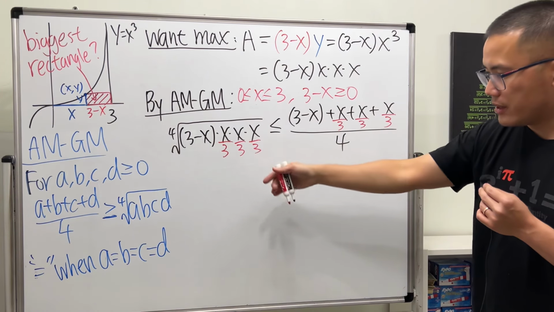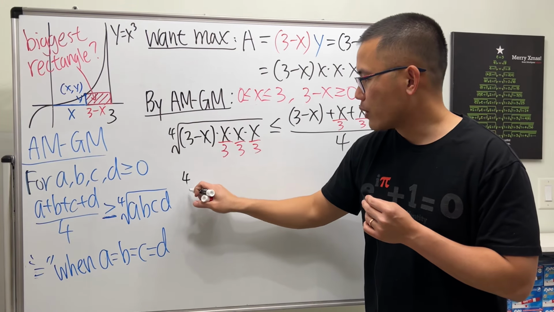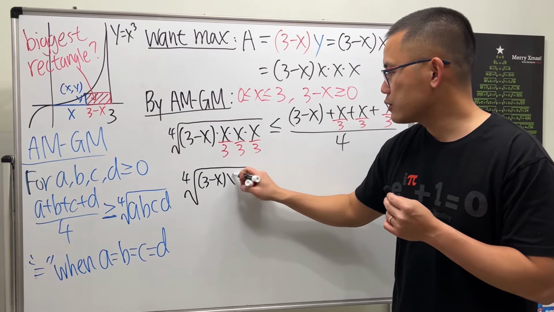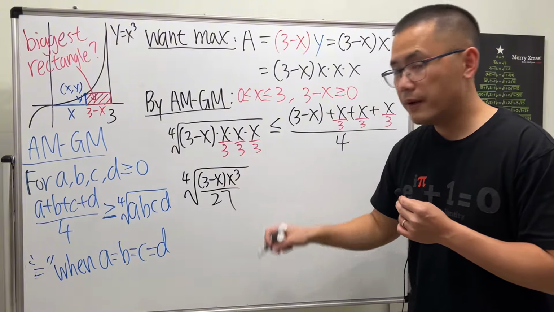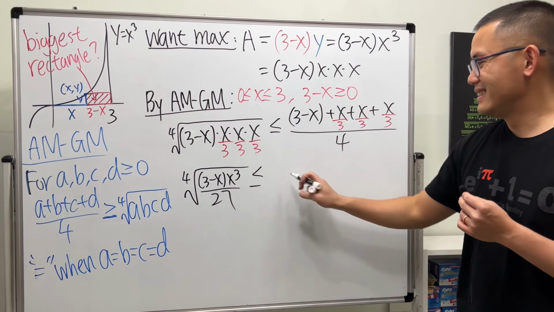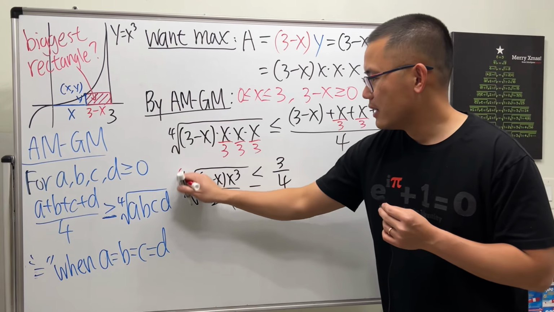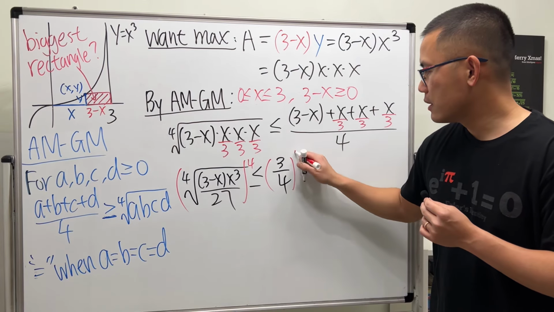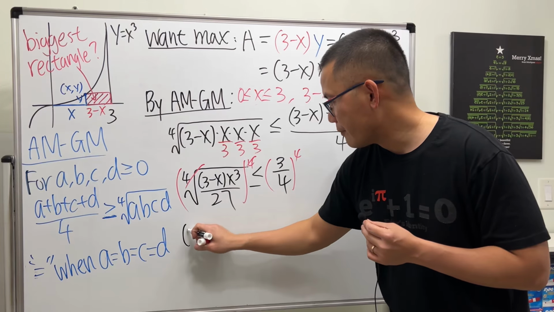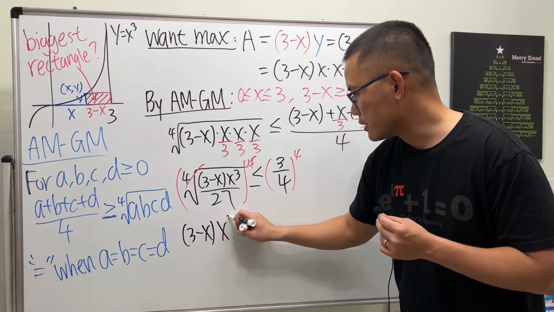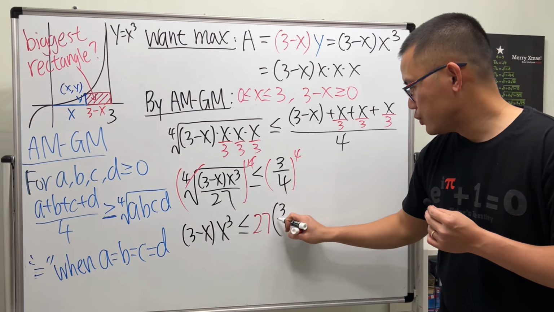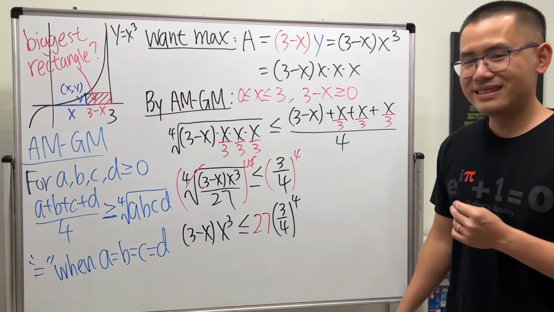So let's have a look right here. Now, we just have the fourth root. Multiply them out, we get 3 minus x times x to the third power over 27. And this has to be less than or equal to, now we just have 3 over 4. Okay, let's raise both sides to the fourth power. So this and that cancel. And let's multiply the 27 to both sides. So we have 3 minus x times x to the third power is less than or equal to 27 times 3 over 4 raised to the fourth power.